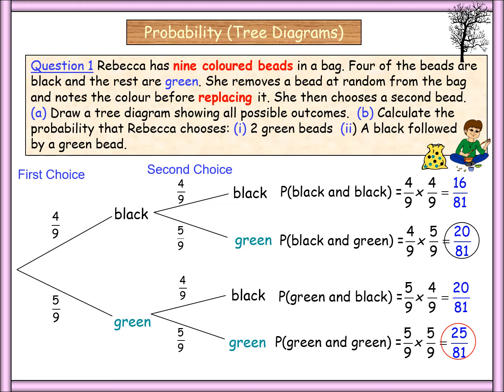So in here, we have the probability of getting black and black, which is equal to 16 over 81, and the probability of getting black and green, it is equal to 20 over 81, and the probability of getting green and black equals 20 over 81, and the probability of getting green and green is 25 over 81. Going back to the problem, so what is the probability that Rebecca chooses 2 greens? Just take a look at green and green. So the answer for the first question is 25 over 81. And for the second one, a black followed by a green bead, it is equal to P black and green. So looking at it, it is equal to 20 over 81.